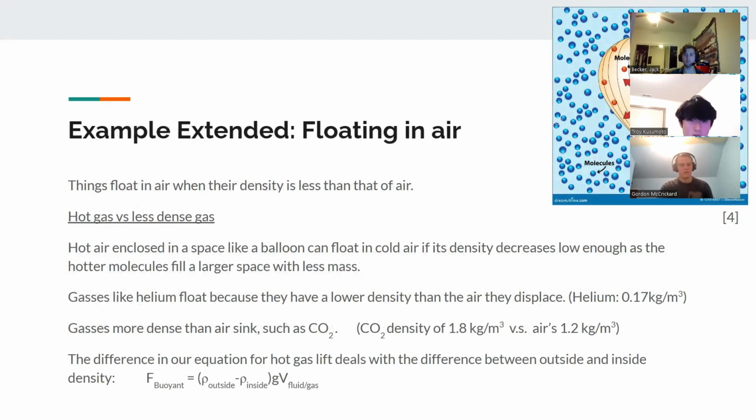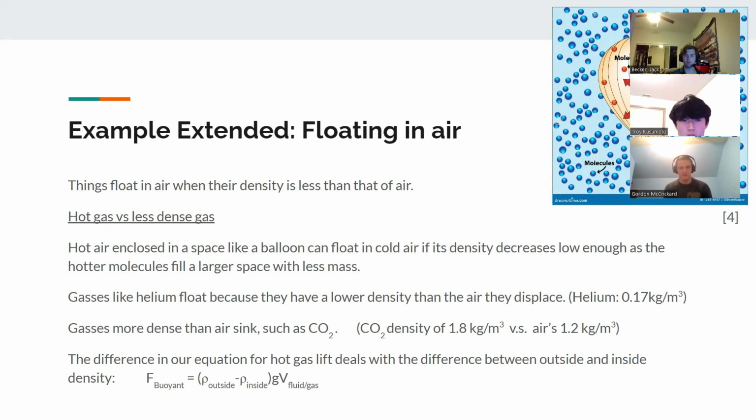So as we talked about earlier, things float in air when their density is less than that of the air surrounding them. There are two types: they could be hot gas or less dense gas. Hot air enclosed in a space like a balloon can float in cold air if the density decreases low enough, as the hotter molecules fill a larger space with less mass.